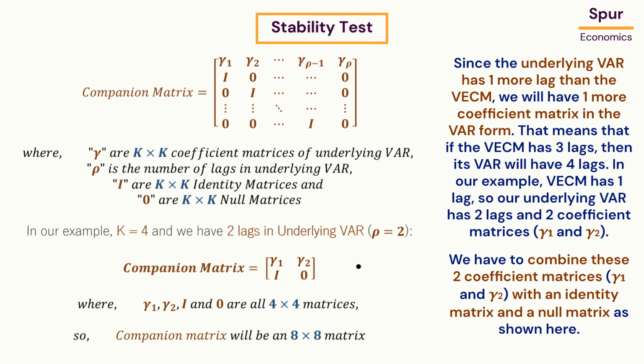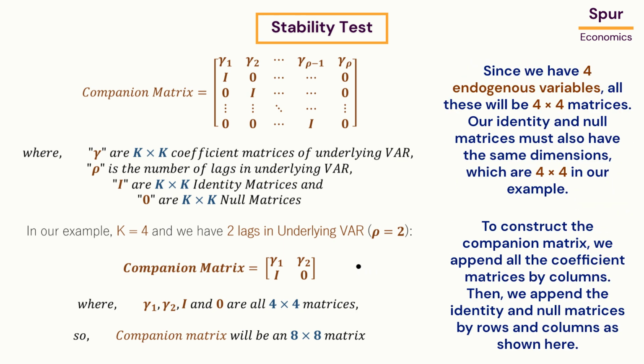We have to combine these 2 coefficient matrices with an identity matrix and a null matrix as shown here. Since we have 4 endogenous variables, all these will be 4 by 4 matrices. Our identity and null matrices must also have the same dimensions, which are 4 by 4 in our example. To construct the companion matrix, we append all the coefficient matrices by columns. Then, we append the identity and null matrices by rows and columns as shown here.